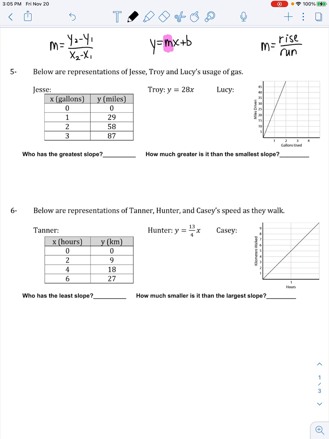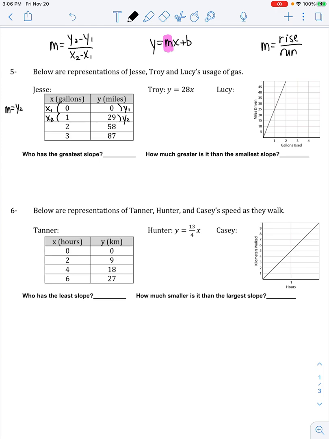It says below are representations of Jesse, Troy, and Lucy's usage of gas. And then I ask the question, who has the greatest slope and how much greater is it than the smallest slope? So we'll find the slopes and compare them. So let's look at Jesse. I'm going to use the first 2 points. So that's going to be my x1, y1. Let me write it this way. This is going to be my x1, y1, x2, y2.